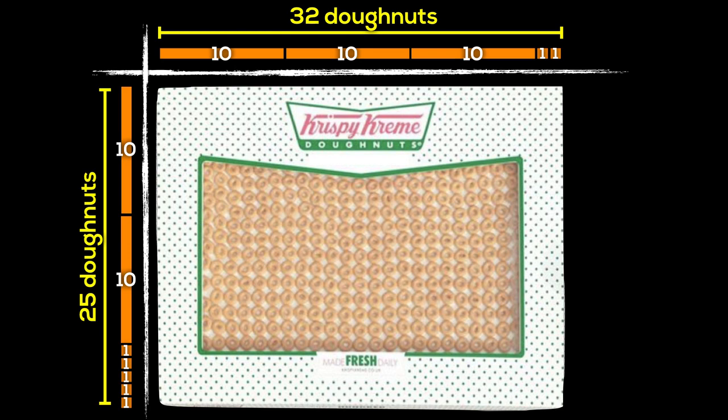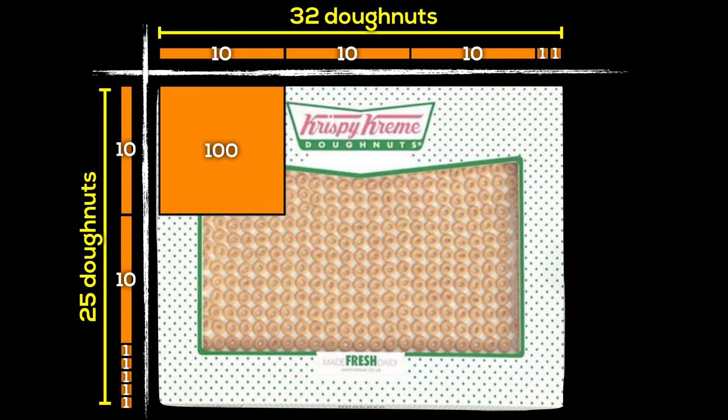I could see my 10, 20, 30, 32 donuts along the top. I can see 10, 20, 25 donuts along the side. That's the dimensions of this box. And when I multiply 10 times 10, I get 100. There's 100 donuts under that square right there.